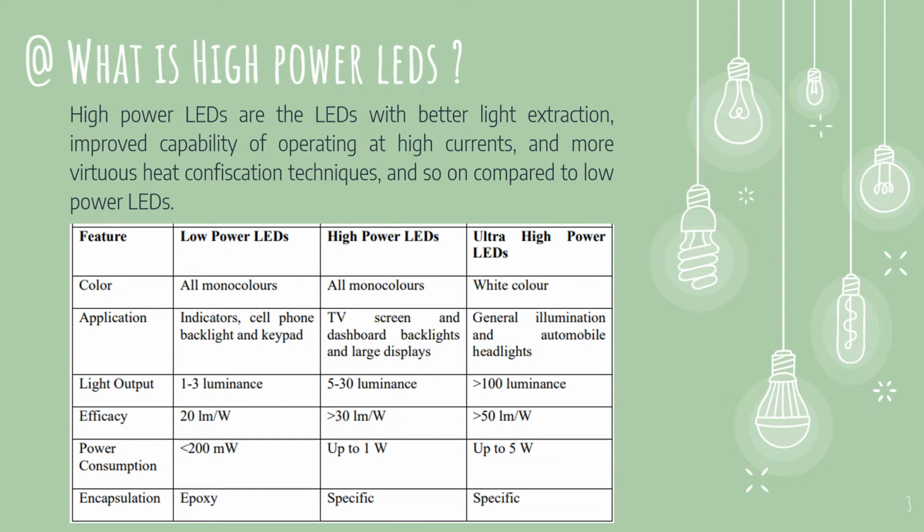High power LEDs are the LEDs with better light extraction, improved capability of operating at high currents, and more efficient heat conduction techniques compared to low power LEDs. The following table shows the specification and characteristics of low, high, and ultra-high power LEDs.